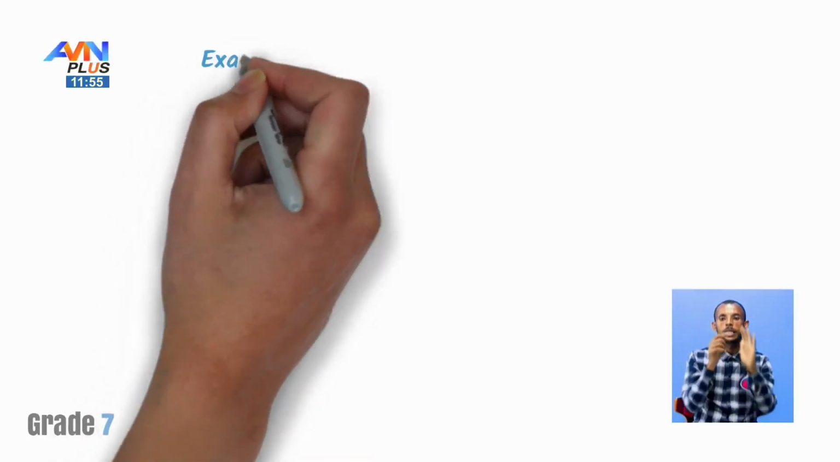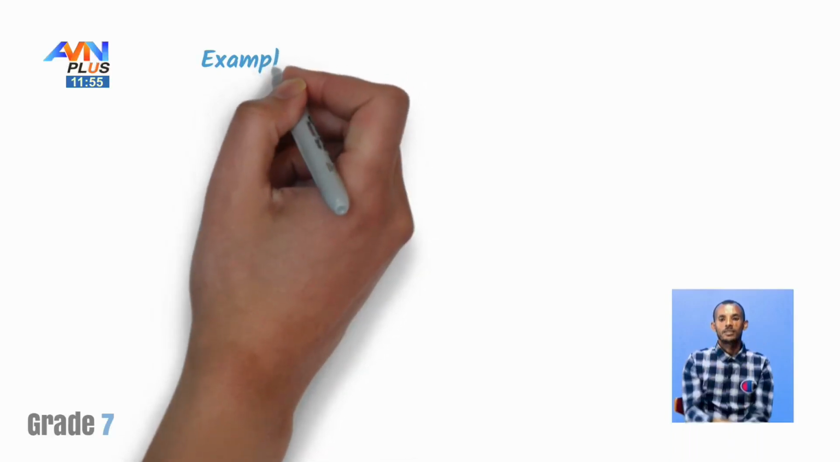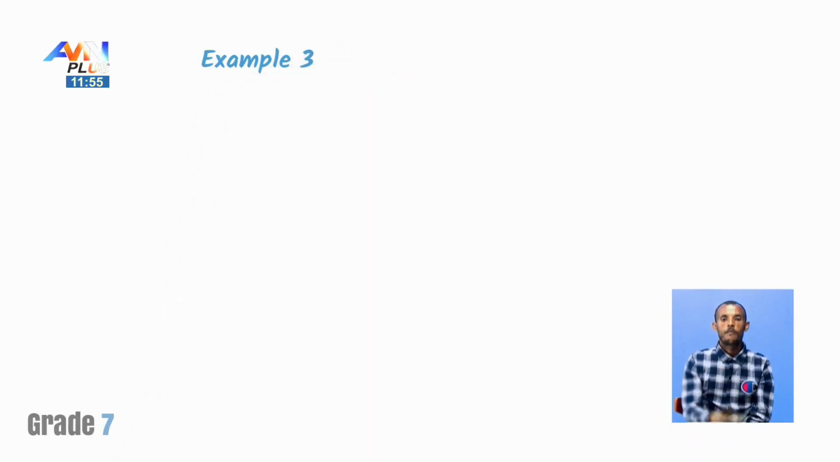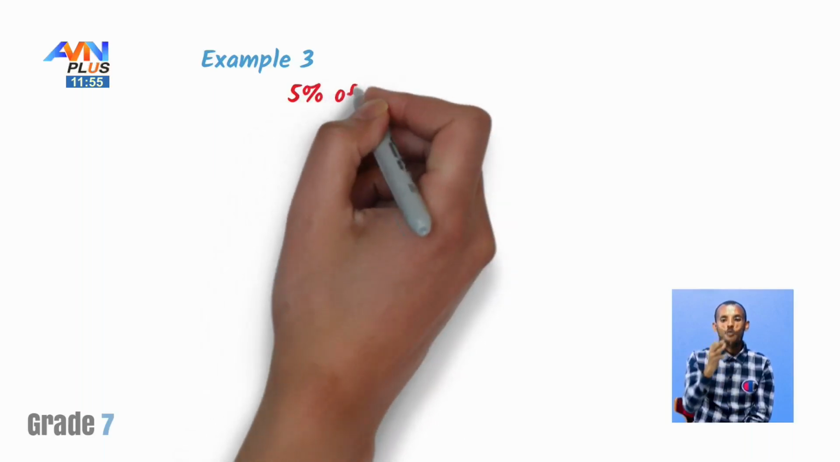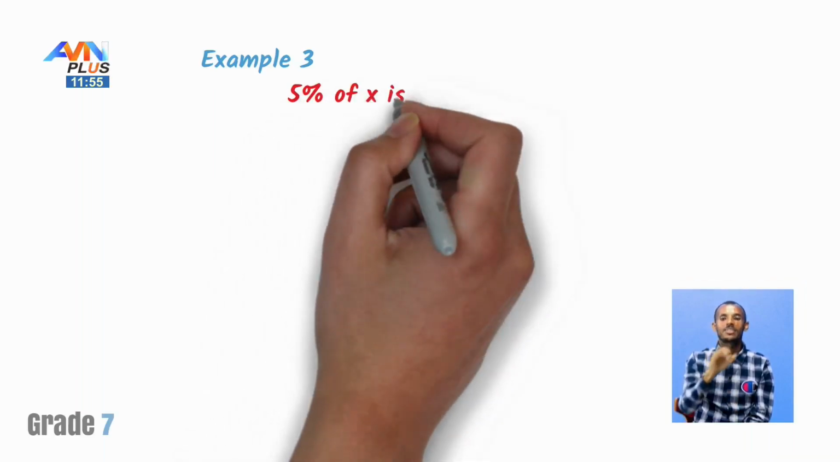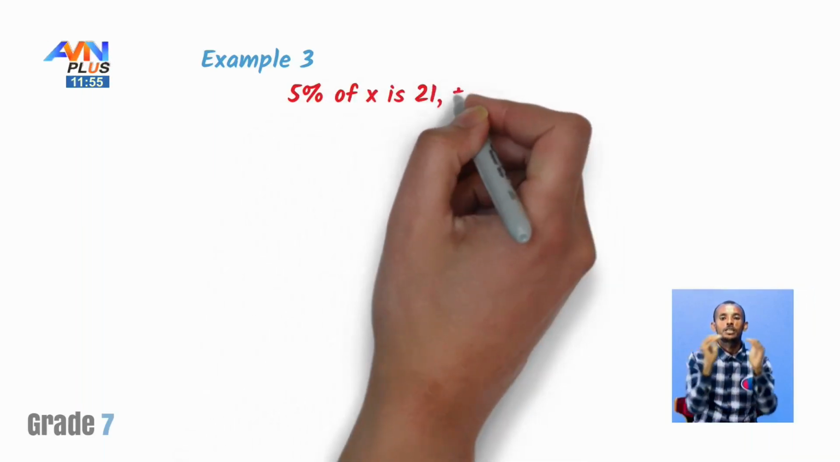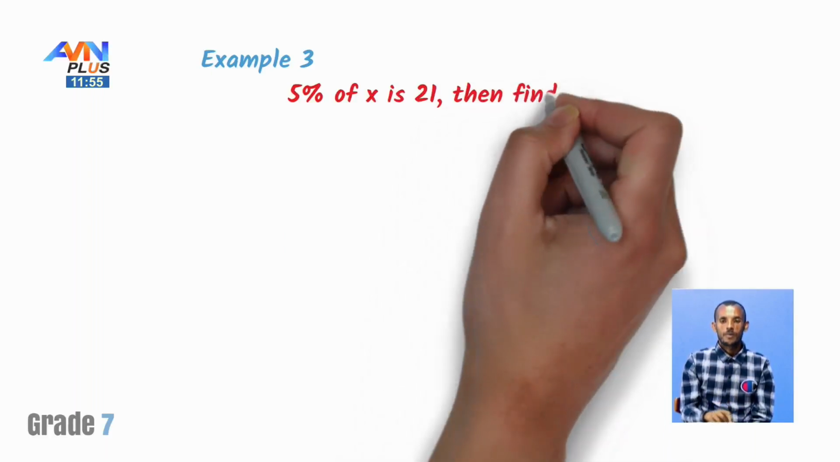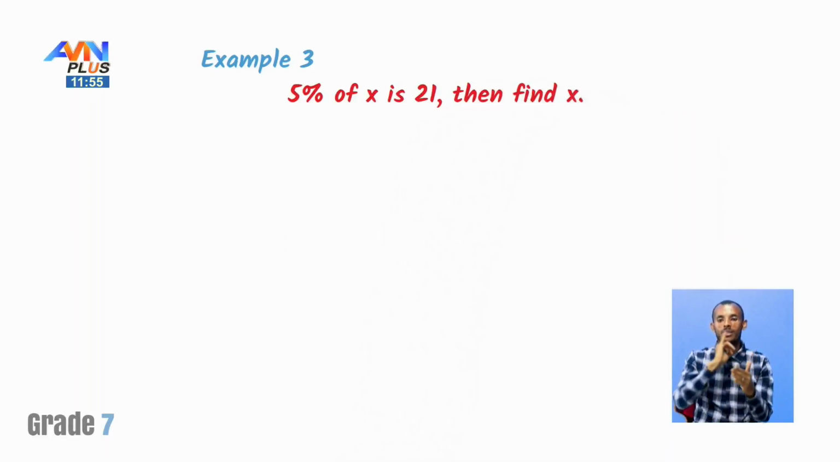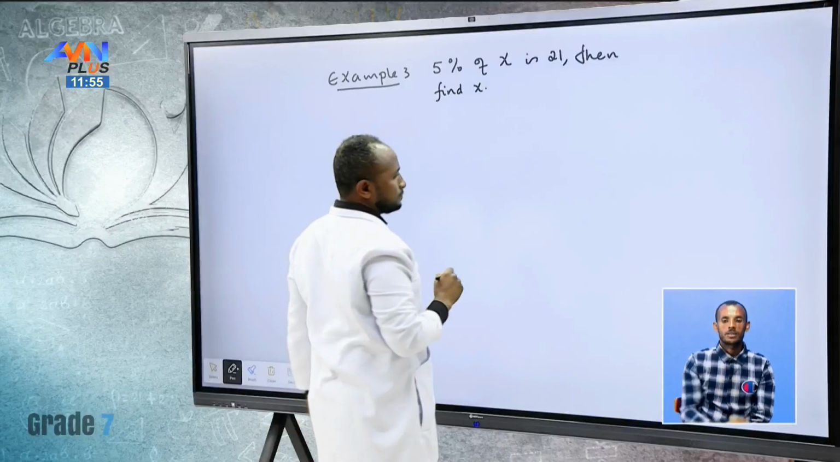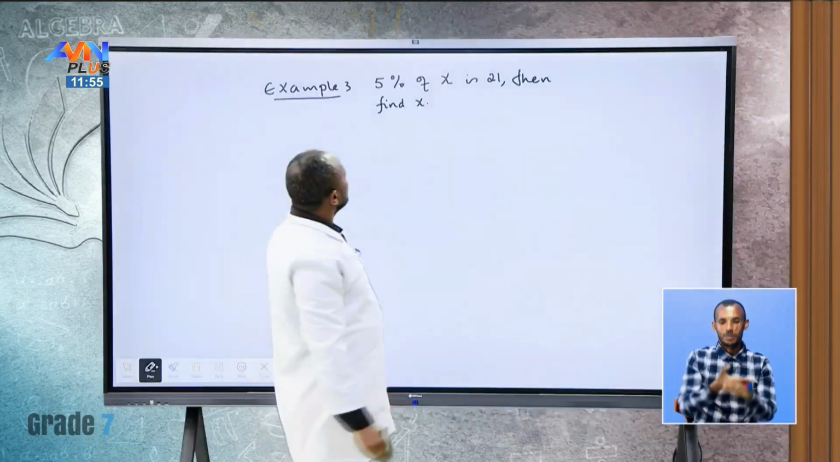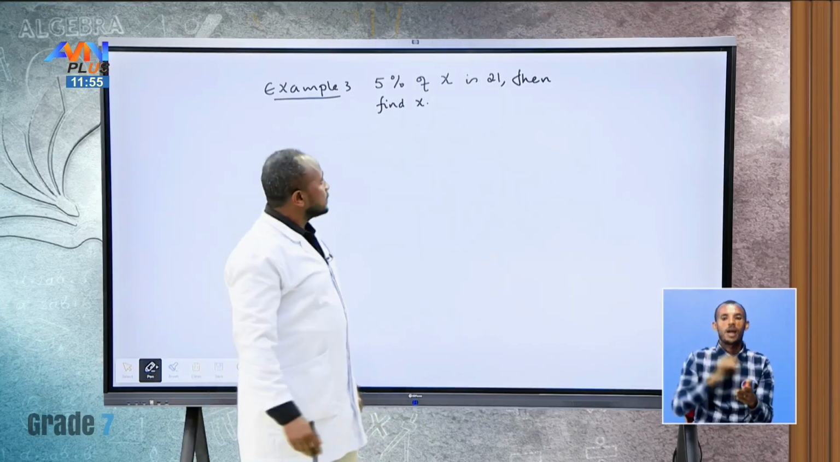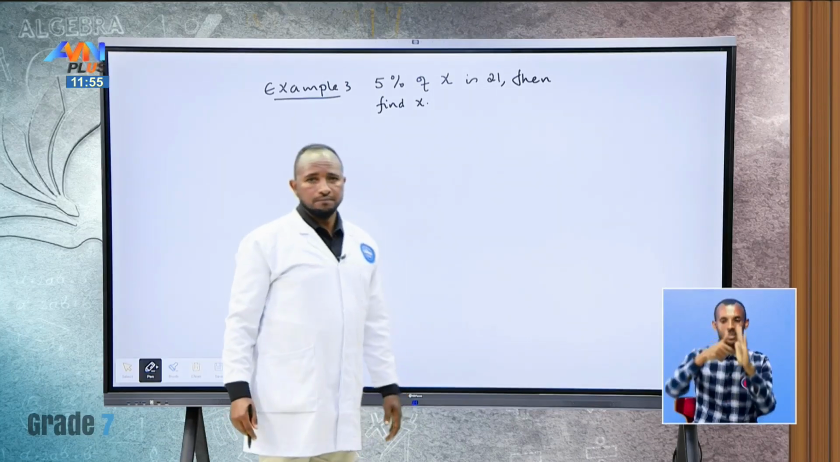Example 3. 5% of x is 21. Then find x. Please, students, try this question. I'll give you 30 seconds for this.